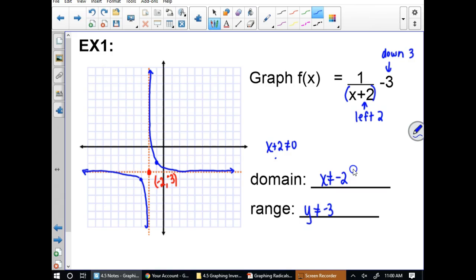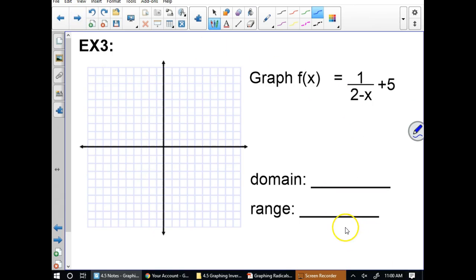Okay, questions? All right, here's our next one. We've got 1 over 2 minus x. Is this the next one you guys have? Yeah. Okay.